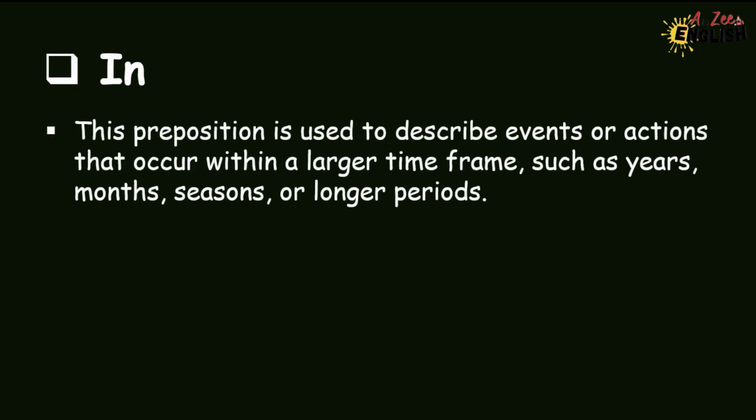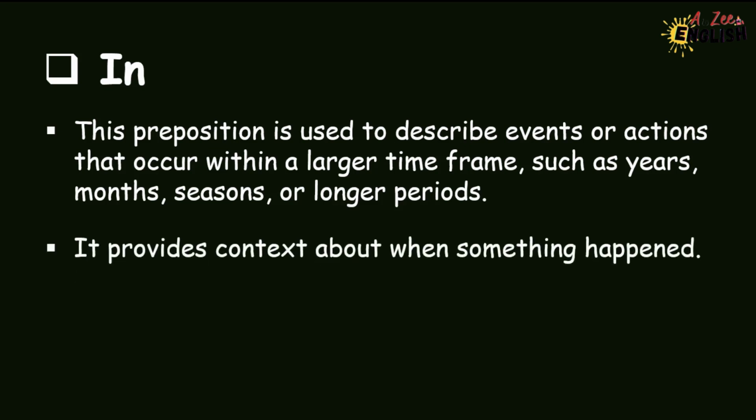In. This preposition is used to describe events or actions that occur within a larger time frame, such as years, months, seasons, or longer periods. It provides context about when something happened. For example, I was born in 1990. In the sentence, "in" is used to specify the year when the speaker was born, indicating that the event occurred within the broader time frame of the year 1990.